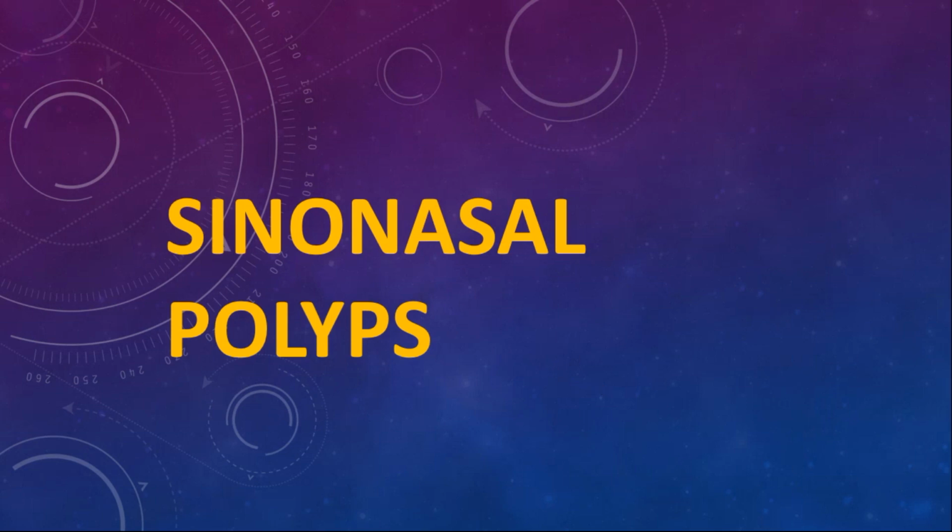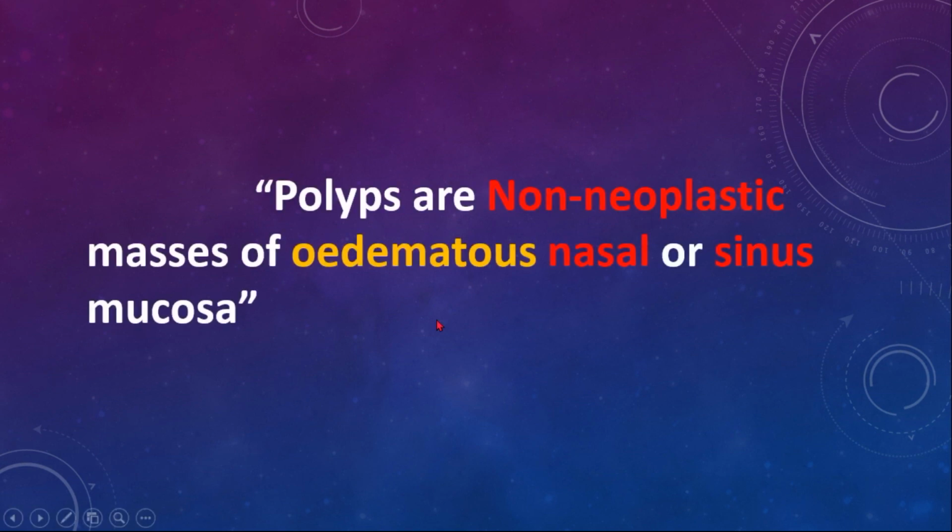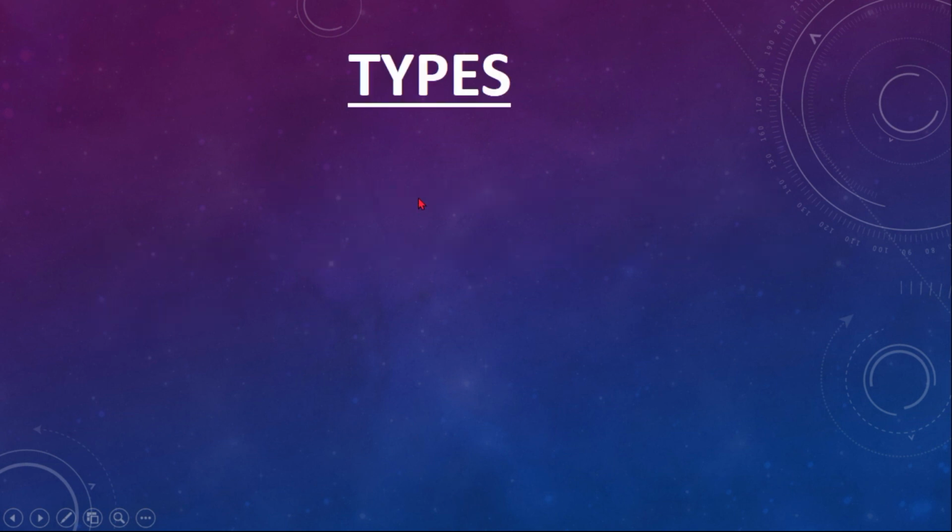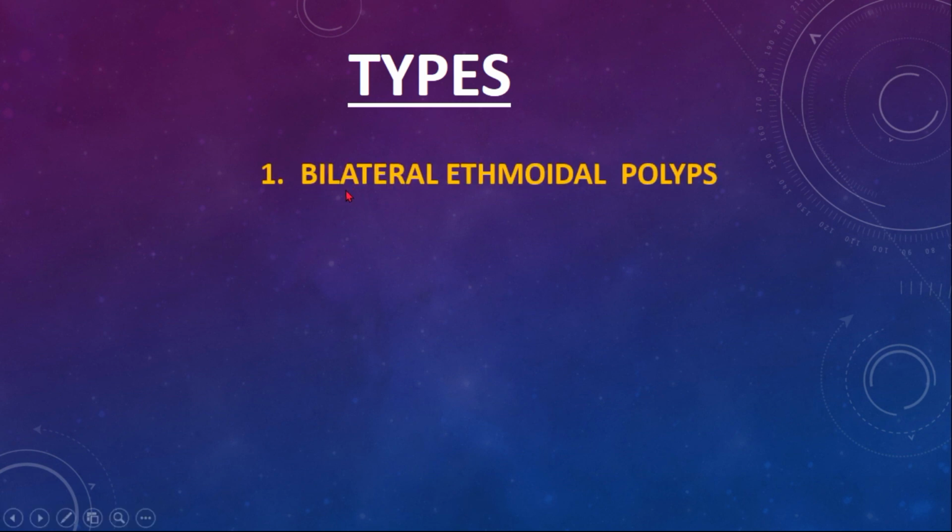Today we will discuss sinonasal polyps. First of all, we discuss what polyps are. Polyps are non-neoplastic masses of edematous nasal or sinus mucosa. What are the types of sinonasal polyps? There are two types of sinonasal polyps. The first one is bilateral ethmoidal polyps and the second one is the antrochoanal polyps.